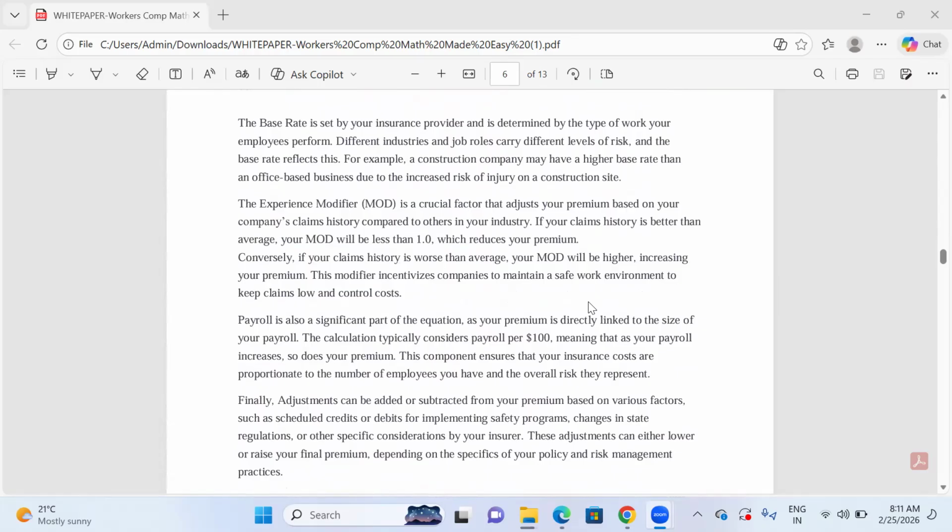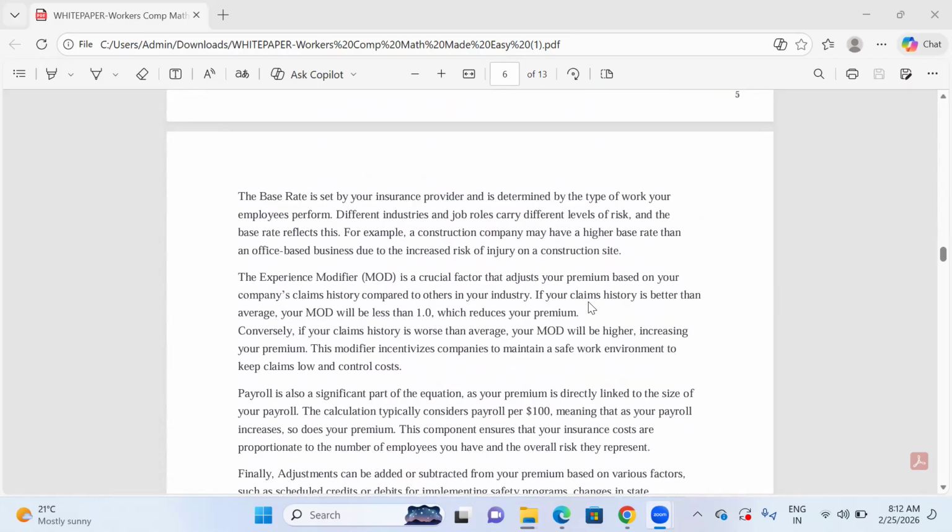But when we try to understand the base rate, what exactly does it stand for? The base rate is set by the insurance provider and is majorly determined by the type of work the employees are performing. Different industries, as well as the kind of job roles they carry, have different levels of risk. Let's say a construction company, as an example, may have a higher base rate than office-based businesses, because in construction they need to work in different areas, so there is a possibility of high risk. The base rate will be set on those grounds.